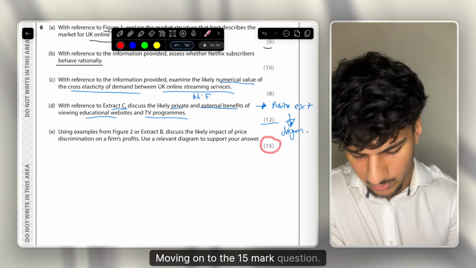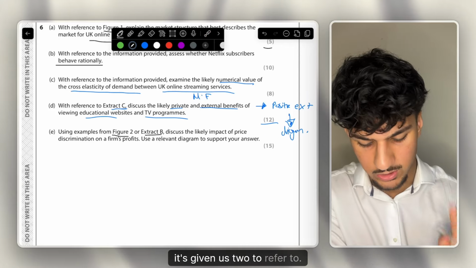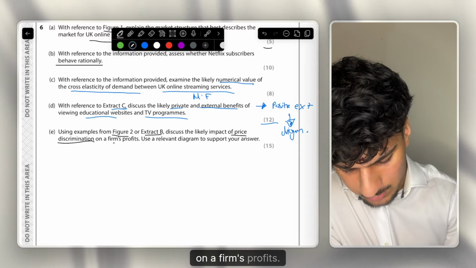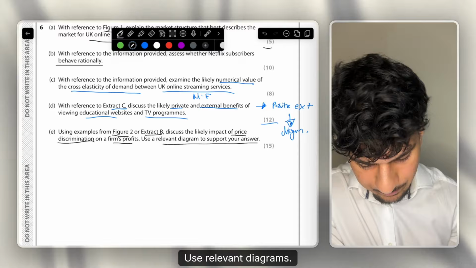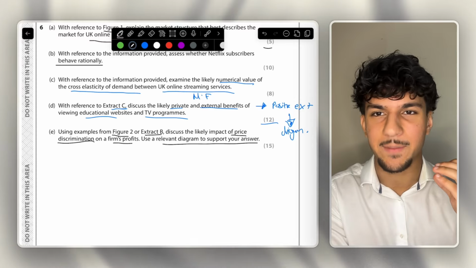Moving on to the 15-mark question. Using examples from figure 2 or extract B, so it's given us 2 to refer to, discuss the likely impact of price discrimination on a firm's profits. Use relevant diagrams. Now, the reason why I laughed there is this is an absolute classic question and great for revision.